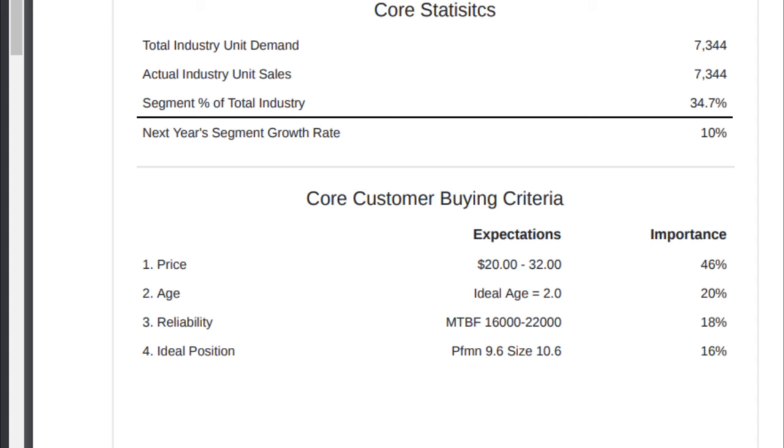And then finally, you have ideal position. Just revise, don't be too aggressive. You'll get something closer to 2 years. It will never be 2 years, but it will be something closer to that.